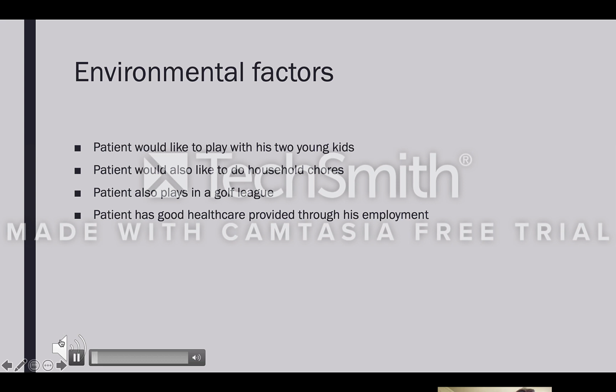Also, when asking questions, the patient explains the environmental factors that affect his injury. This includes playing with his two young kids, whether on the tennis court or off, and the patient would also like to participate in household chores, helping his wife around the house with the kids, cooking, cleaning, etc. The patient also plays in a weekly golf league, and he would like to be able to continue playing without pain while going through the motions of his golf swing. The patient has private health care provided through his employment as a salesman, so therefore he has good health care to help him come see the doctor for his appointments.